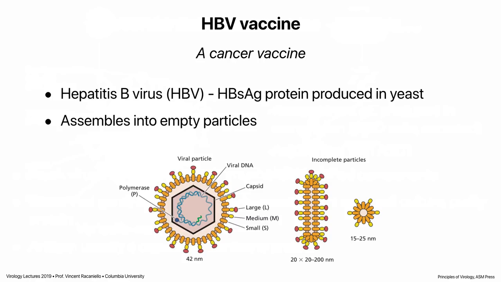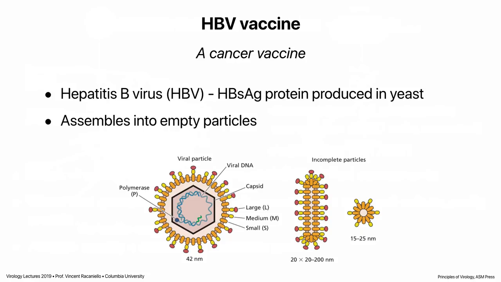Here's an example of a virus-like particle vaccine, hepatitis B vaccine. We talked about hep B in terms of its huge numbers of people infected and the likelihood of getting liver cancer. So this is a cancer vaccine. What we do is we take the surface antigen, which is this protein that makes up the outer surface. So it's a membrane protein embedded in the membrane of the virus particle. And it's made by itself, and it assembles into empty particles of various sorts, which are shown there on the right. So there's no nucleic acid in them. It's a virus-like particle vaccine, and this is very good at preventing infection.